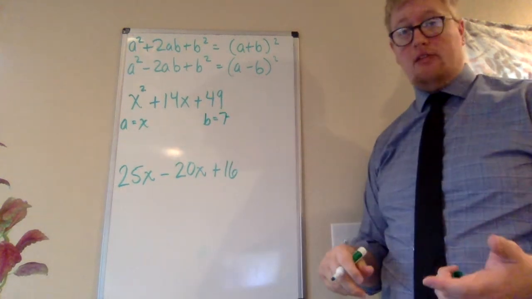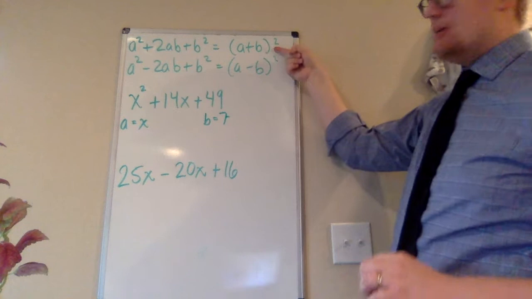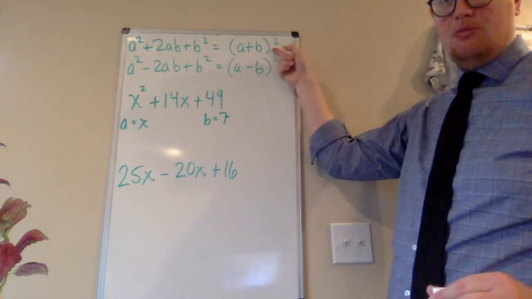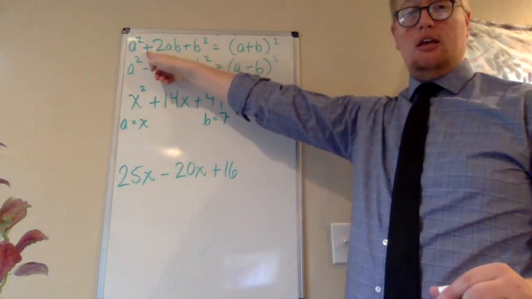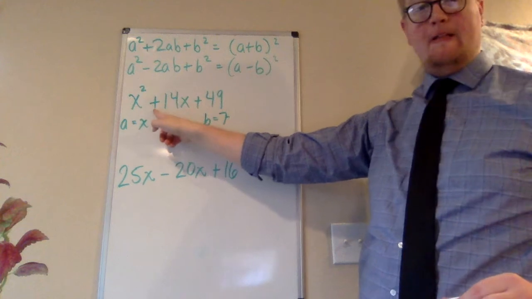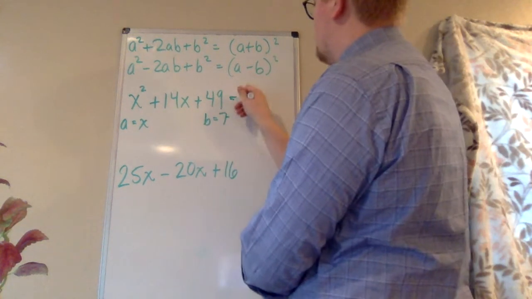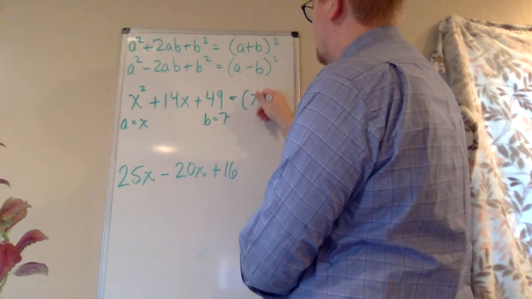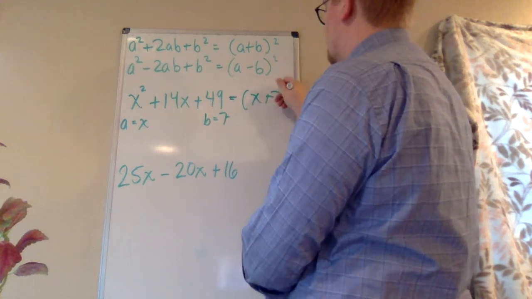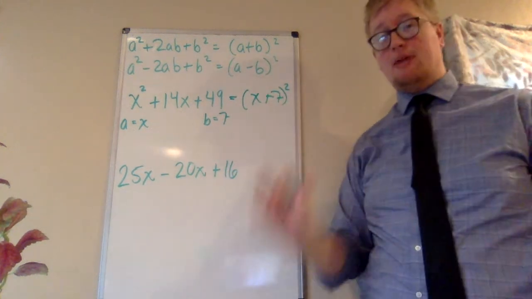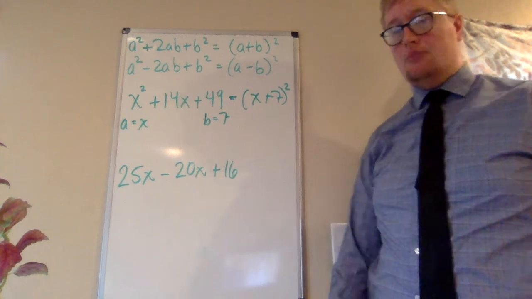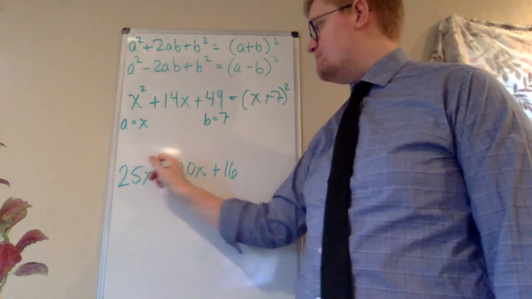That means I have a, I have b, and I can substitute it into the first formula. The reason I'm using the first one is because it's plus right here. So this becomes x plus 7 squared. And that's it. That's my answer.